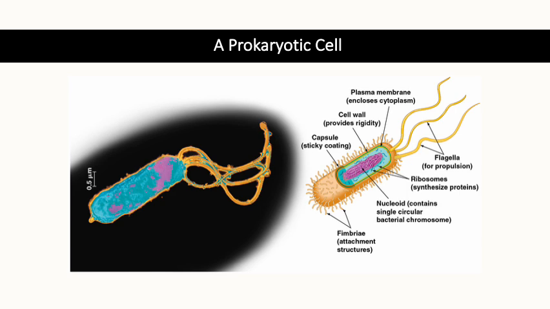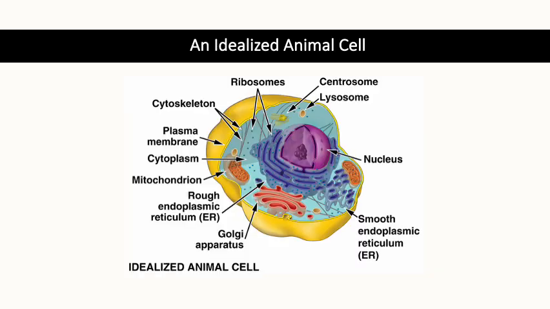A prokaryotic cell represents the simplest form of cellular life, but simple does not mean unsophisticated. These cells have a plasma membrane that controls what enters and leaves the cell, and many also have a rigid cell wall that provides protection and shape. The cytoplasm contains ribosomes, which build proteins, and the DNA is concentrated in the nucleoid region rather than enclosed in a nucleus. Some prokaryotic cells have structures like flagella for movement or pili for attachment. Despite their small size, prokaryotic cells are incredibly diverse and metabolically versatile, allowing them to thrive in nearly every environment on Earth, including extreme conditions.